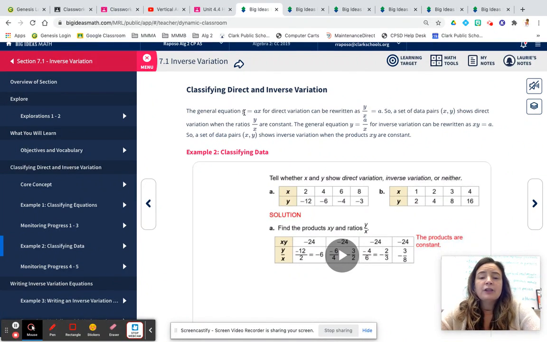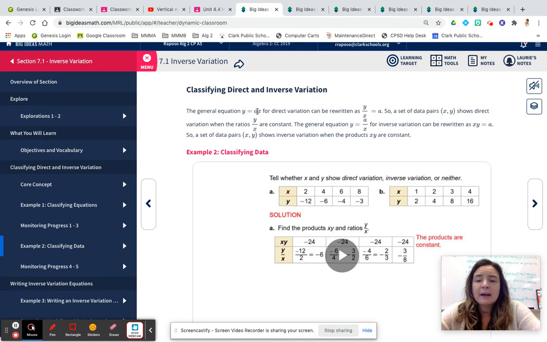So for direct variation, it's y equals ax. And what I mean by I have an A, in these equations, A has to be consistent. It has to be the same number over and over and over again. So I'm actually going to rework this problem to get A by itself.